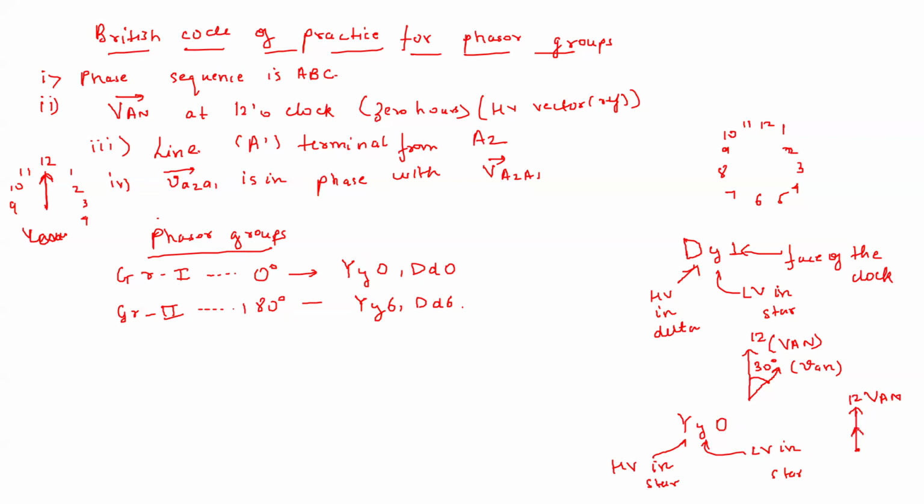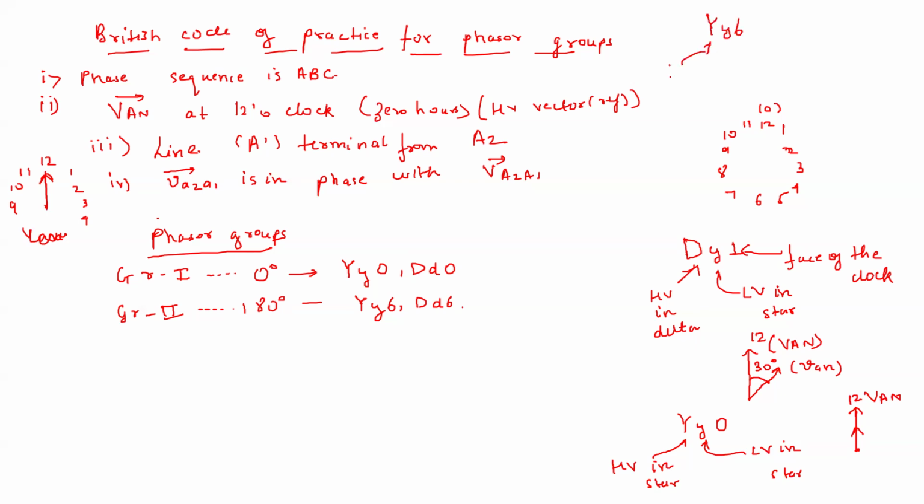There is a 0 phase shift, okay? This is located at 0, because 12 is also 0, right? 0, 1, 2, 3, 4, 5, 6, 7, 8, 9, 10, 11. So it is also 0 hours, or 12 o'clock. Okay. So like that. Similarly, YY6 means, suppose this is YY6.